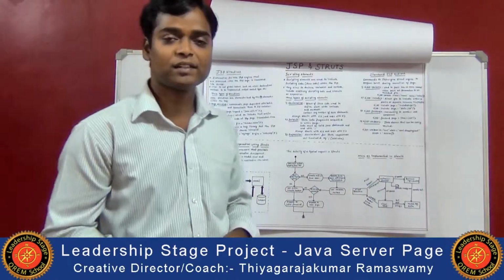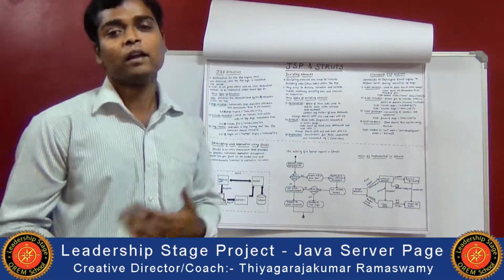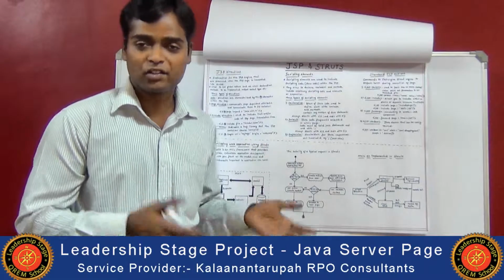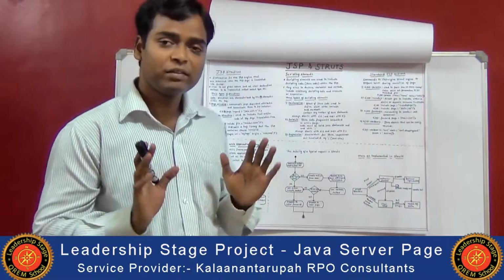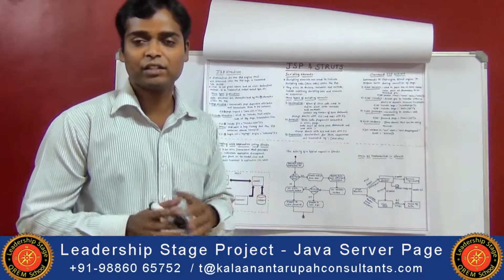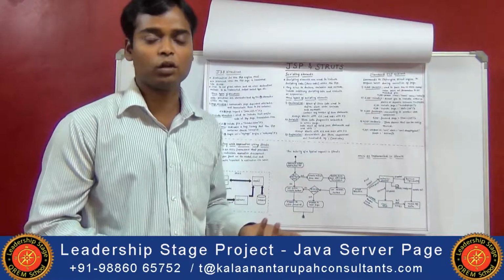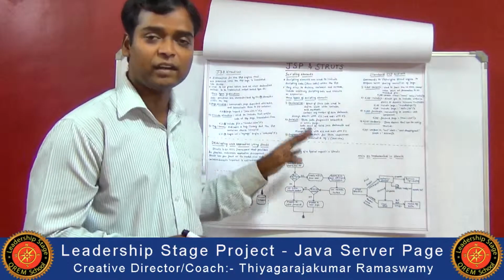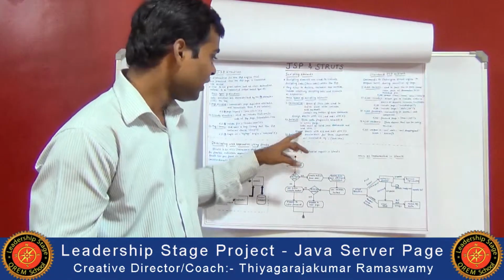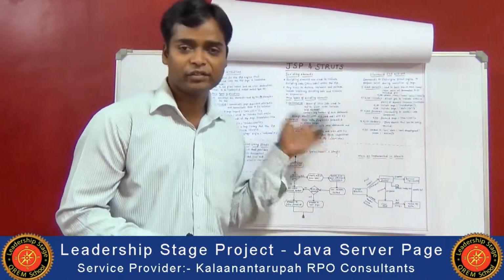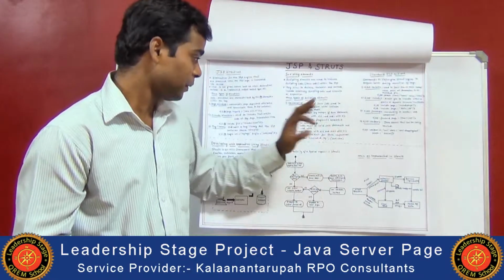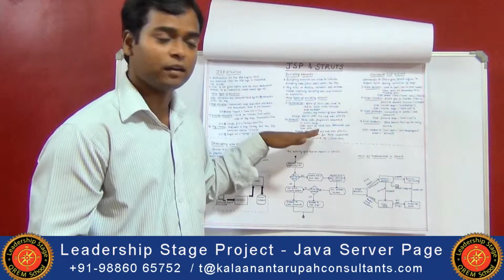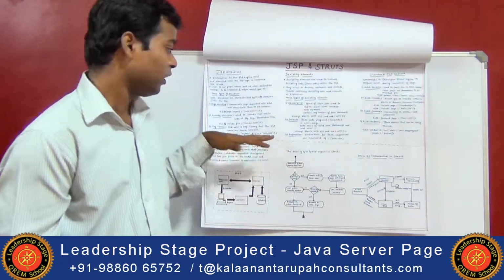And we have scriptlets. The second one is the scriptlets. We can add code fragments or Java code fragments within the HTML page. Code must be valid Java statements and end with a semicolon. We need to have the semicolon, otherwise it won't produce any output. It always starts with the percentage and ends with the percentage bracket. This is the syntax where we can add scriptlets.